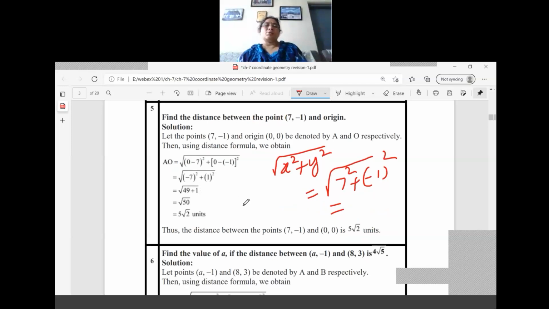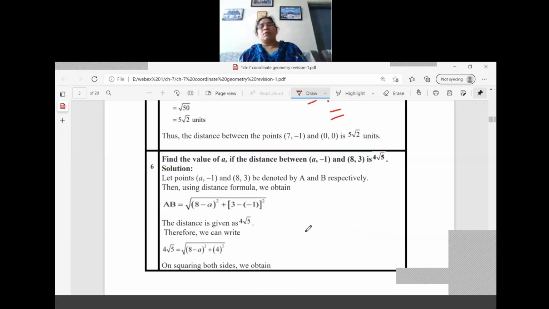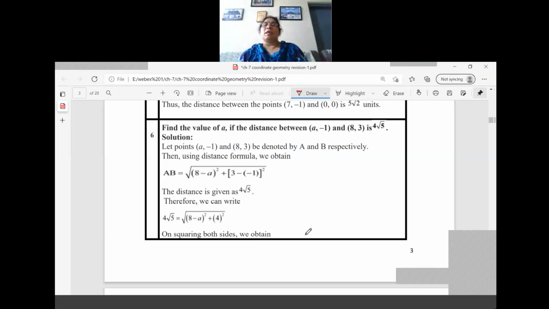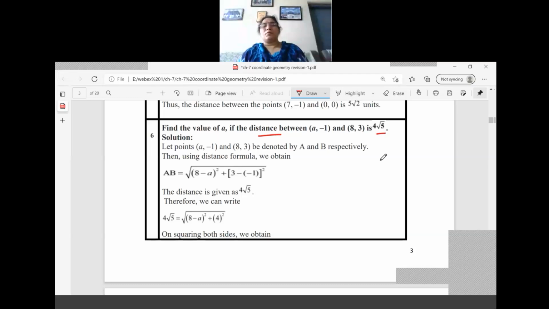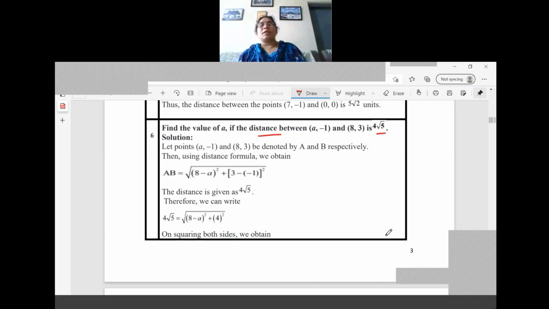Now what is the next pattern we are having? Find the value of a if the distance between a comma minus 1 and 8 comma 3 is 4 root 5. Find the value of a. The distance is already given, 4 root 5 only. Let A be the point (a, minus 1), B be the point (8, 3). Then what is AB?